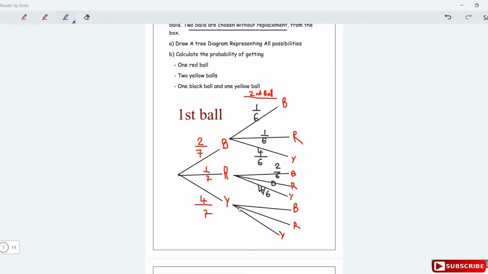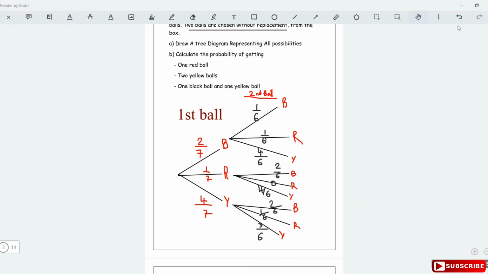The probability of getting yellow then black. If you draw yellow first, you have 2 black left, so it's 2 out of 6. And then it would be 1 out of 3 for red, or 1 out of 6, sorry. And then if you draw a yellow, you have 3 yellow left, so that would be 3 out of 6. This would be your tree diagram.